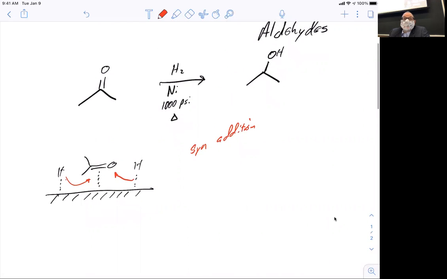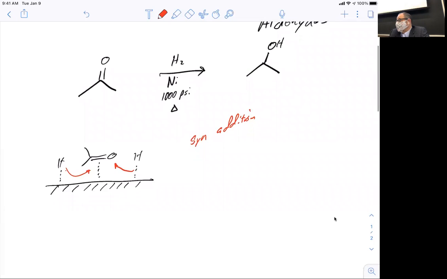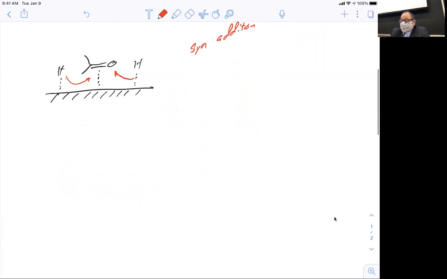And so that's most of the reactions forming alcohols. So let's look at reactions of alcohols. And since we just looked at reductions, let's look at oxidations.